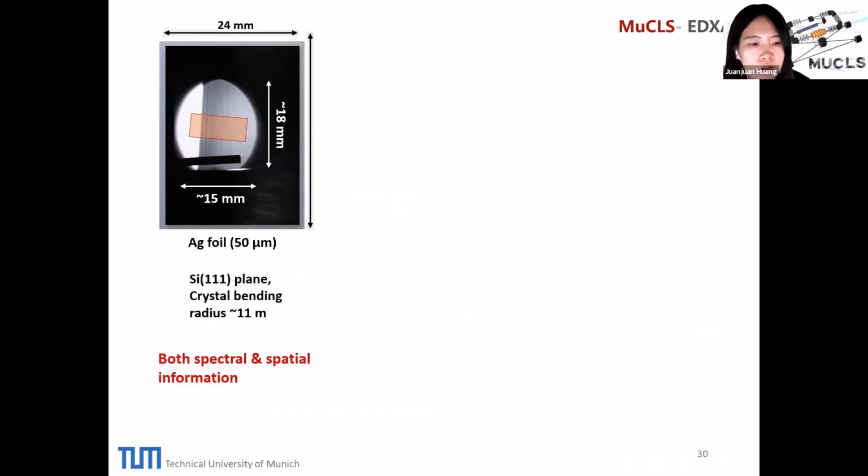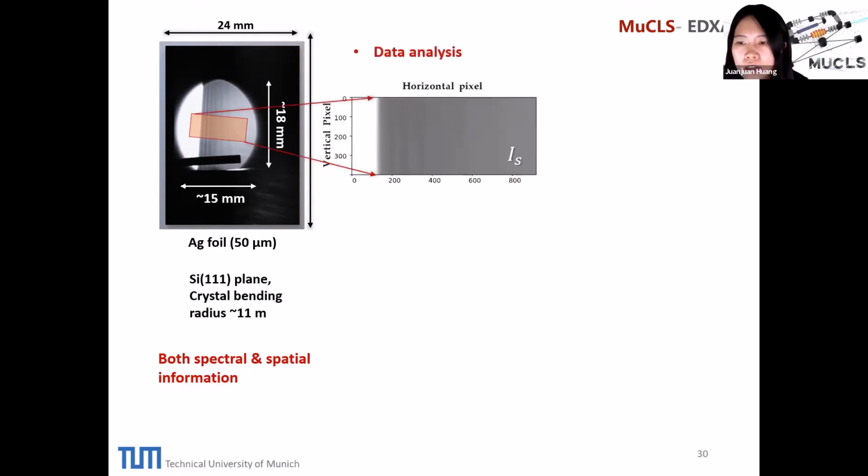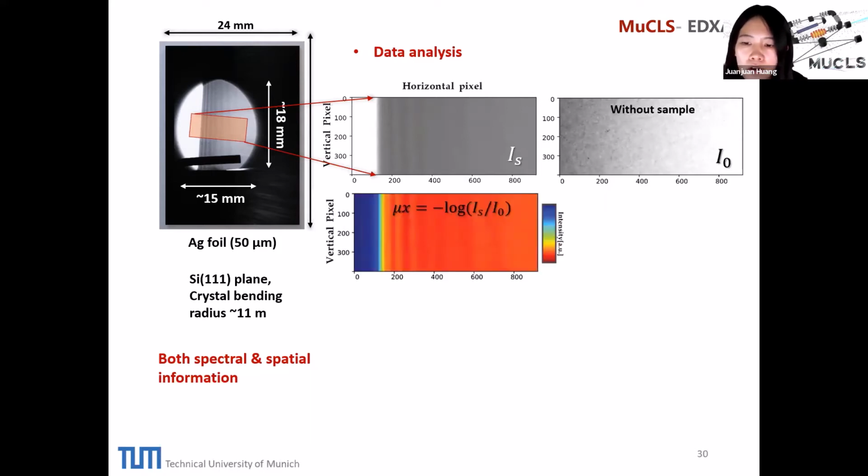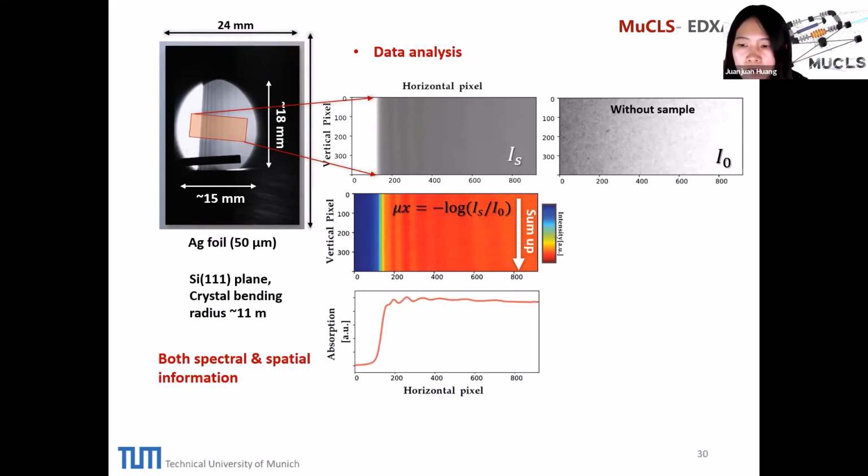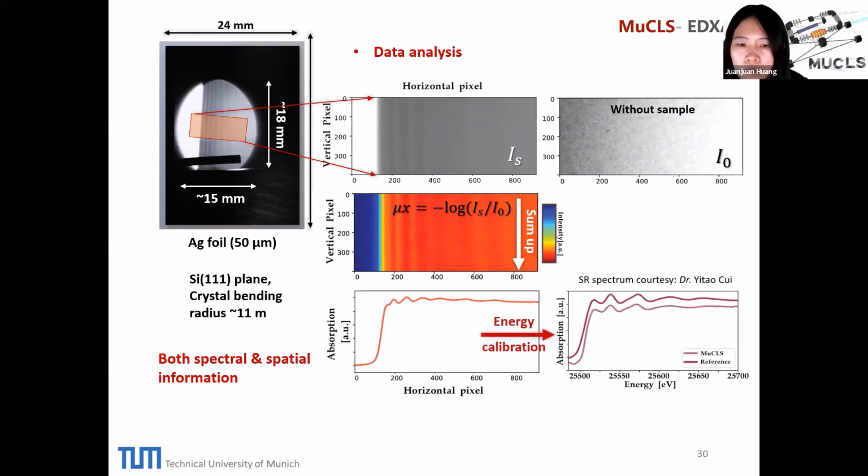Okay, so the data analysis is actually very straightforward. Here, I show you an example of taking a square region of interest. This X-ray image is taken with the sample, and then the sample needs to be removed to take another I0 image. By the Lambert-Beer law, an absorption image can be calculated. And then summing up all the values vertically, we can get a spectrum as a function of horizontal pixel. Then the pixel position can be calibrated into energy by comparing with synchrotron data.